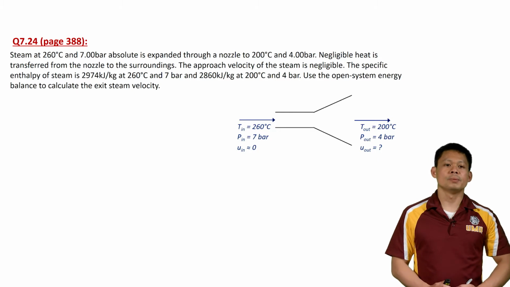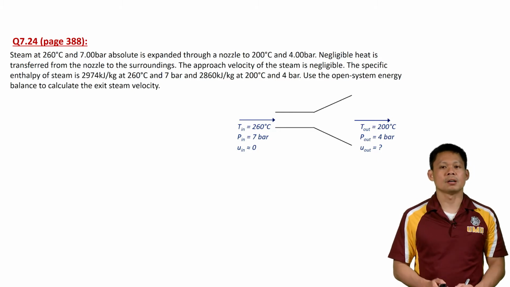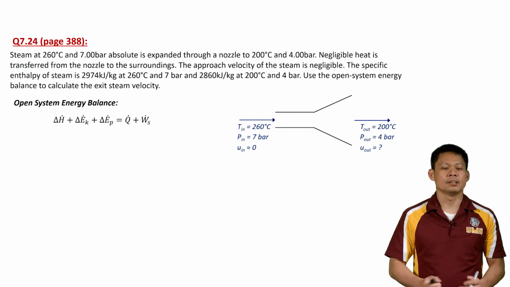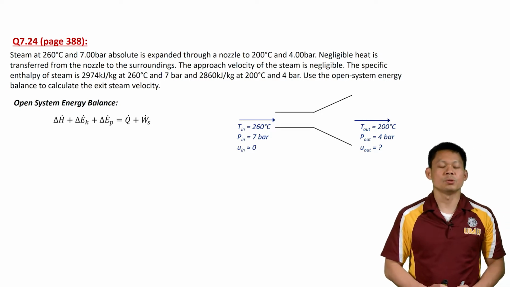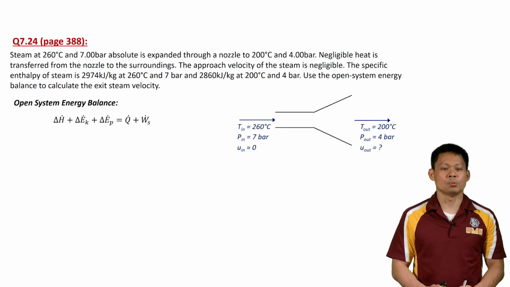We're going to start with the open system energy balance, and we're going to use the compact form of that. So here it is. We have delta H plus delta EK plus delta EP equals the heat and then the shaft work.